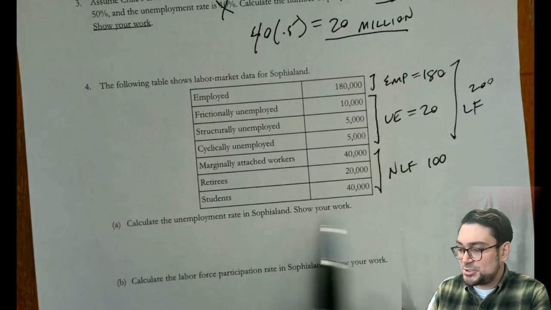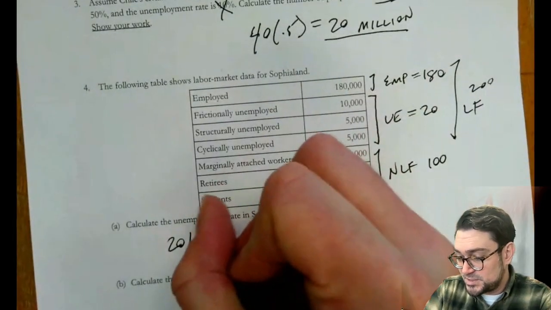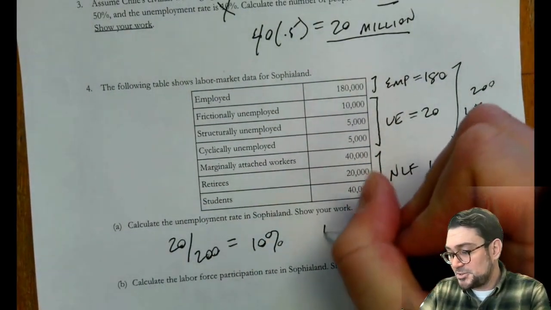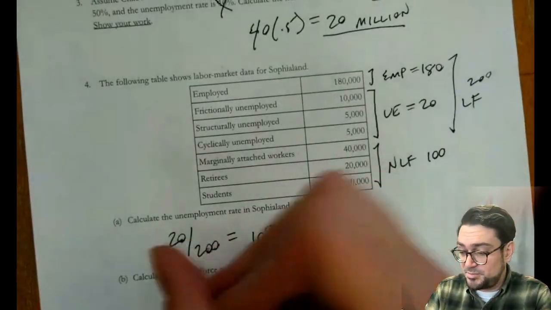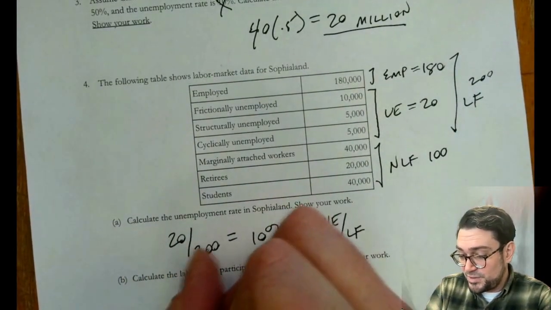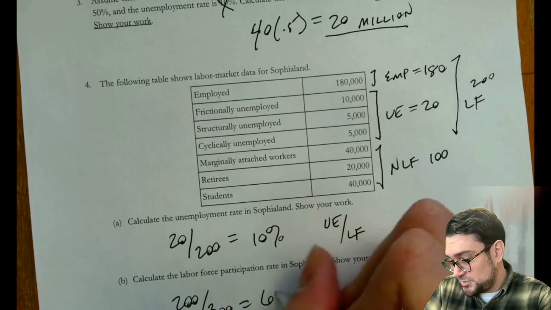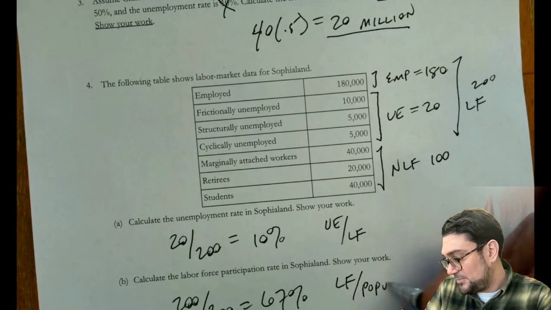Unemployment rate in Sophia Land, show your work. Well, that's the number of unemployed, 20, out of the labor force, 200, which is 10%. That's our unemployment rate. Labor force participation rate is going to be 200 out of 300, and that's equal to 67%. That's the labor force out of the population.